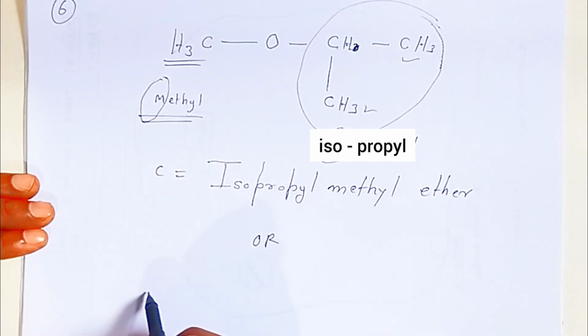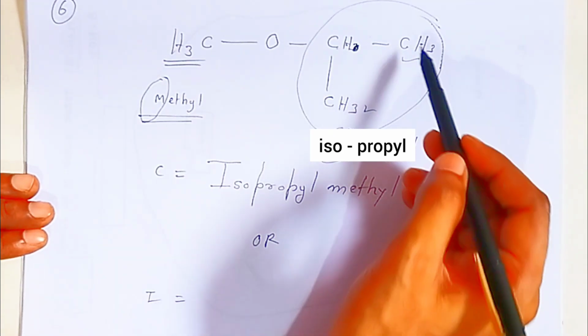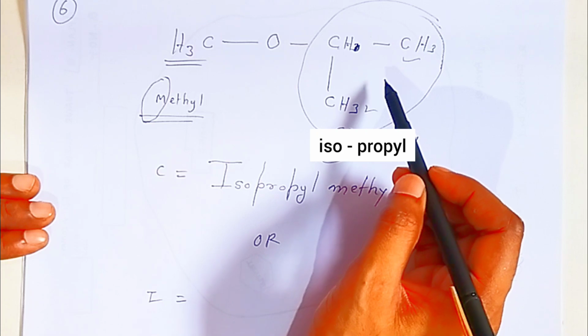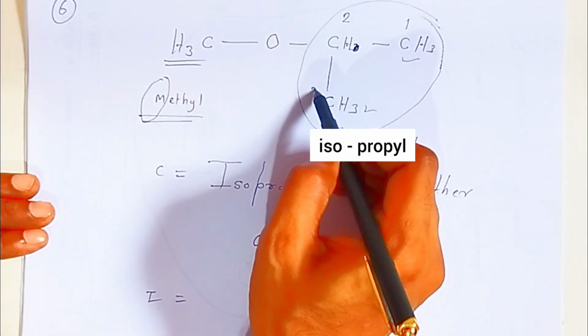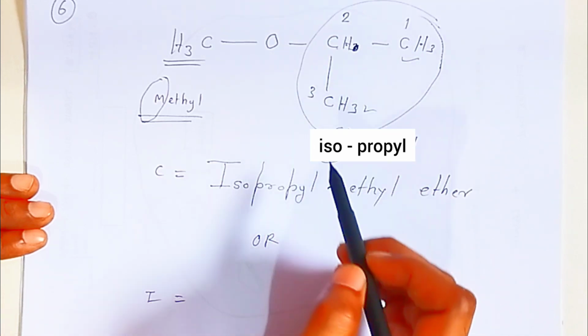Now what will be the IUPAC name, students? You have to select the longest chain of the alkyl containing the larger number of carbons. So this has the larger number of carbons, 3 carbons. How will you name it, students? For that also you have to start the numbering from this side or this side. So I am writing from this side, students: this is carbon number 1, this is carbon number 2, and this is carbon number 3.